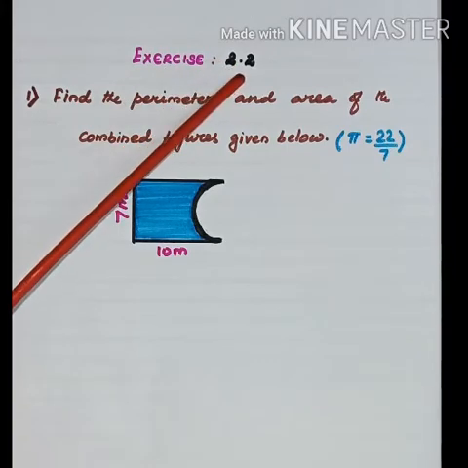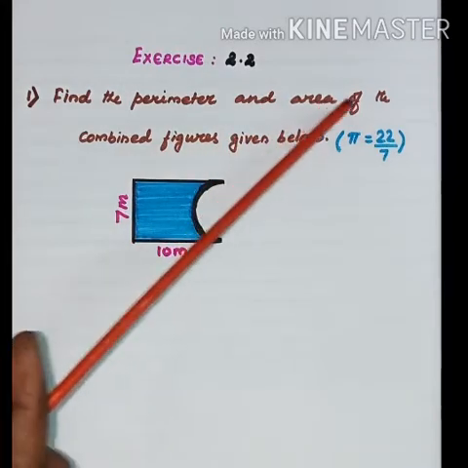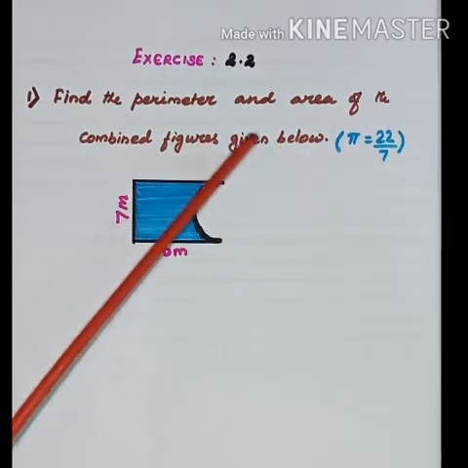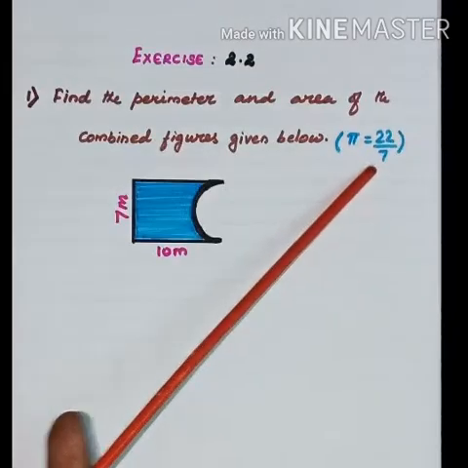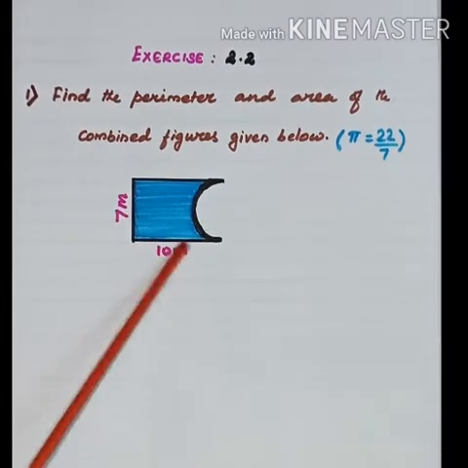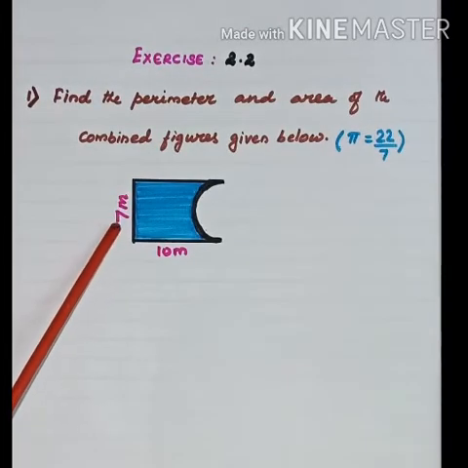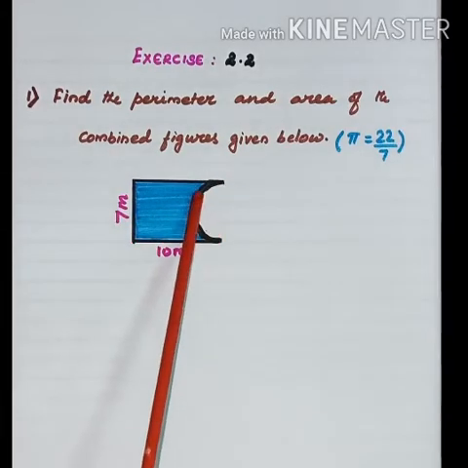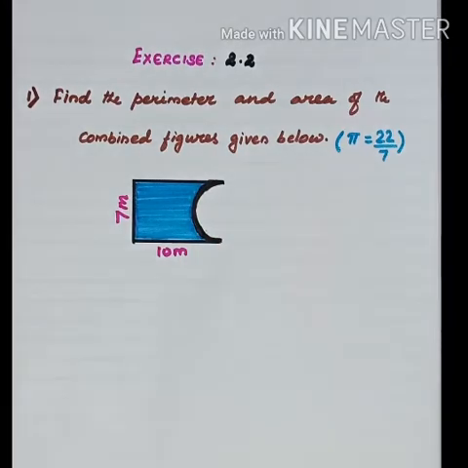Exercise 2.2, the first sum is find the perimeter and area of the combined figures given below. Pi is equal to 22/7. This is the given figure. See, the length of the rectangle is 10 meter and breadth of the rectangle is 7 meter. Here this curved area is nothing but a semicircle. Now we have to find out the perimeter of the combined figure.